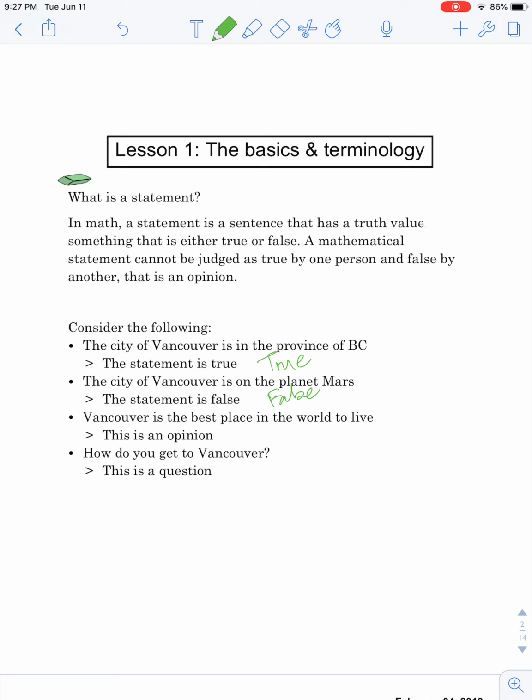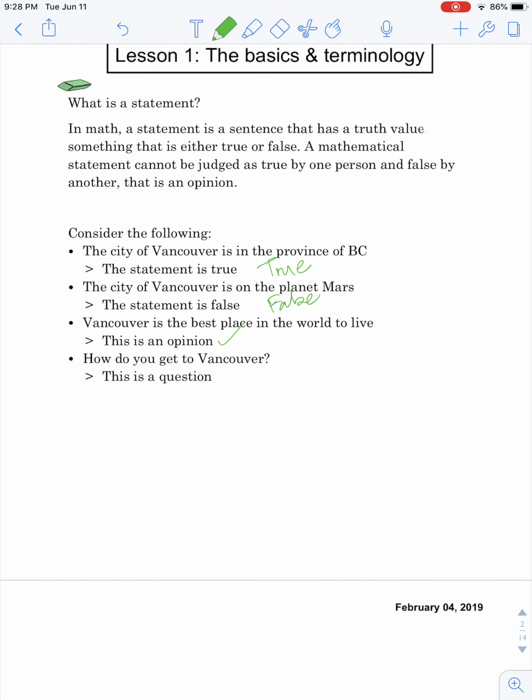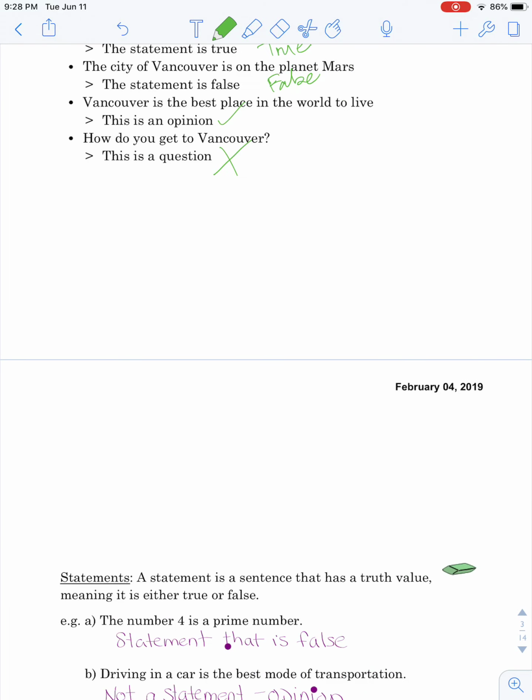Vancouver is the best place in the world to live. That's an opinion because some people might say, no, Texas is the best place to live or Houston is, right? So it's debatable. So debatable opinions are never considered true or false statements, okay? And the final one, how do you get to Vancouver? Well, this is not even a statement, this is a question, right? So again, it's not considered a true false statement.